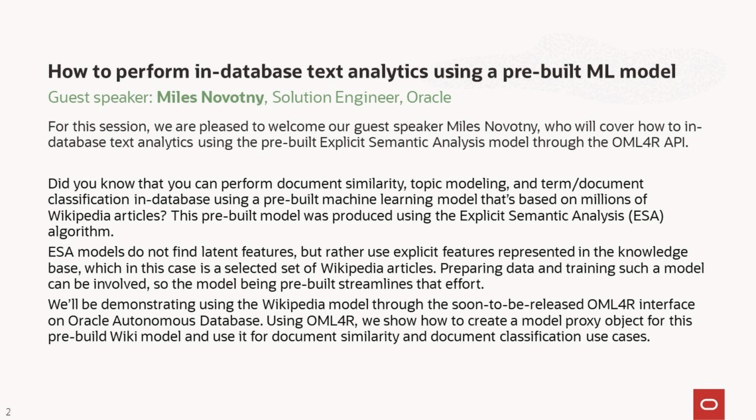This is where ESA modeling for natural language processing, or NLP, can be useful. In contrast to LDA, latent Dirichlet allocation, which is a very popular method for text analysis in NLP, ESA models don't find latent or hidden features, but instead use explicit features represented in the knowledge base, which in this case is a selected set of Wikipedia articles. Oracle Machine Learning provides a free pre-built machine learning model based on these Wikipedia articles, and the pre-built model was created using the ESA algorithm. Miles will be demonstrating using the Wikipedia model through the OML for R interface on Oracle Autonomous Database.